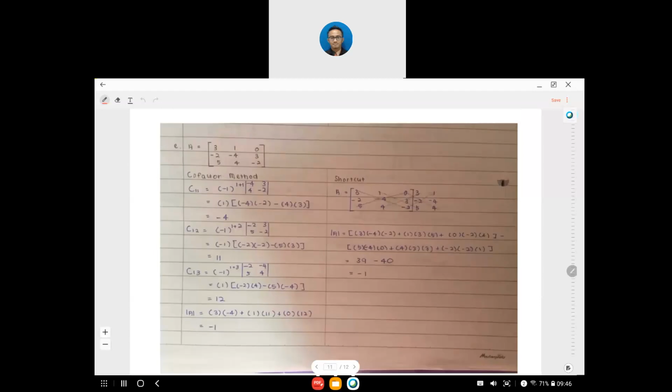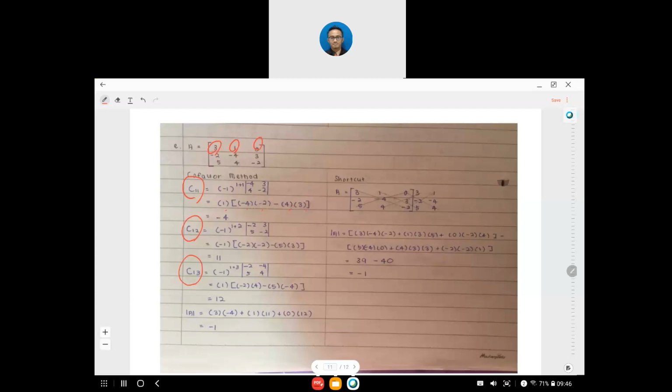Question E. Okay. So this one, dia rajin sikit, dia tunjuk dua-dua. Cofactor method and shortcut. Supposedly you can get same answer lah. Okay. If you want to use cofactor method in order to find the determinant, C11, C12, C13. Atas ni. Okay. And then you want to find determinant, negative 1. So you can get negative 4 times negative 2 minus 4 times 3.